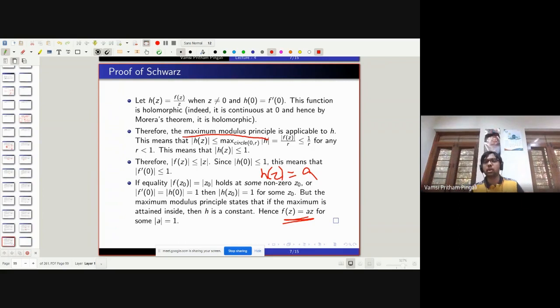And this proof should remind you of an earlier proof where we proved that the automorphisms of the Riemann sphere are Mobius transformations. Even in that proof, some function like this played a very crucial role. So this is the proof of Schwarz's lemma. So let's move on.